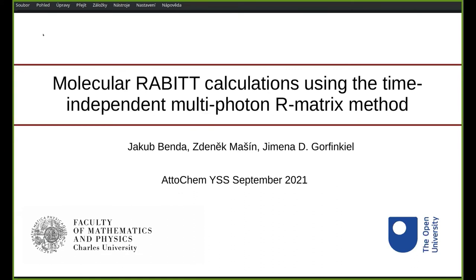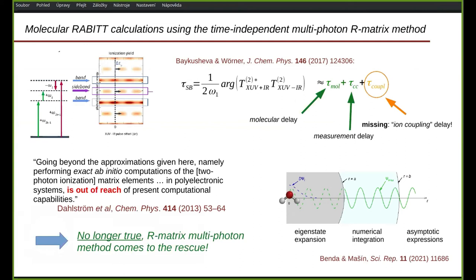Good afternoon. Thank you for the possibility to present at this meeting. This work has been done at the Charles University in Prague and also at the Open University in the United Kingdom. We were theoretically investigating the well-known RABBIT interference experiment, where two photon absorption pathways interfere and give rise to the well-known RABBIT spectrogram. The objective of RABBIT is to find the so-called RABBIT time delay or sideband time delay, which is the absolute offset of this interference pattern.